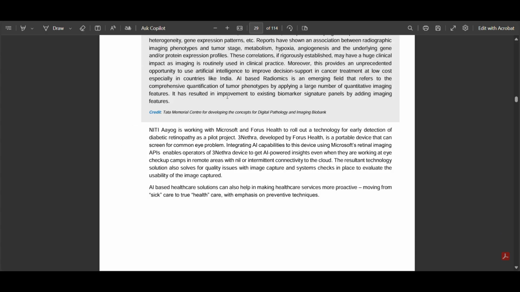Again, in the last part of page 29, you can see that it talks about another AI-driven initiative that focuses on early detection of diabetic retinopathy. This is being promoted by Niti Aayog in collaboration with Microsoft and Forus Health.